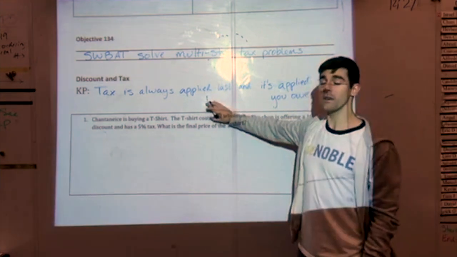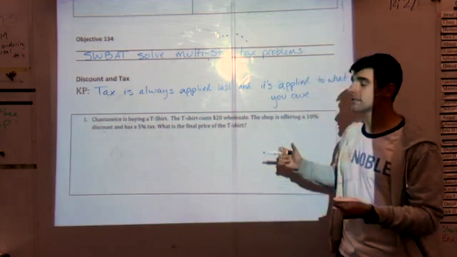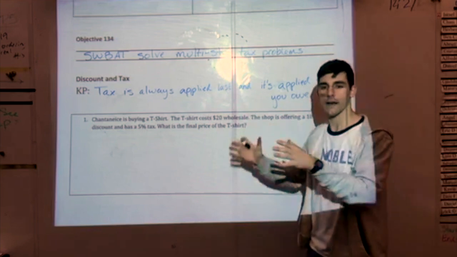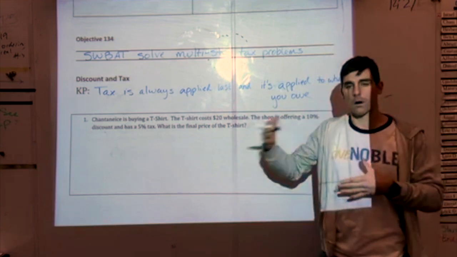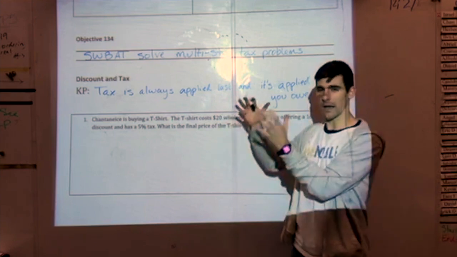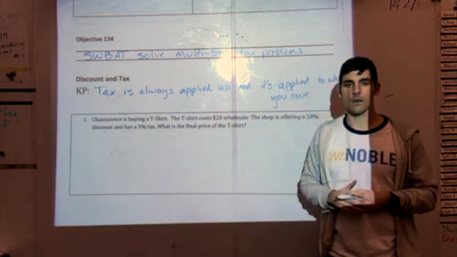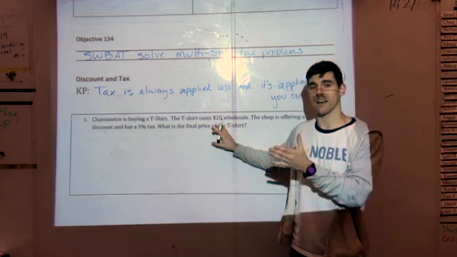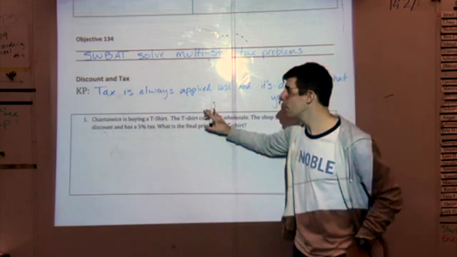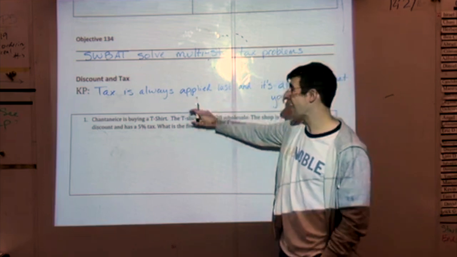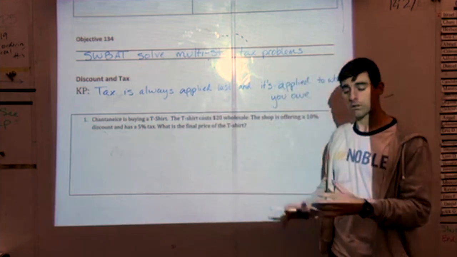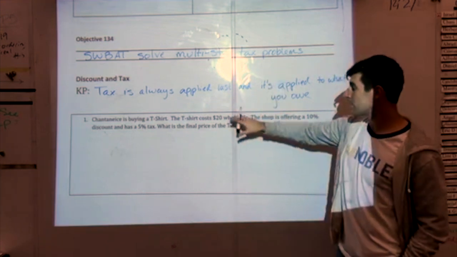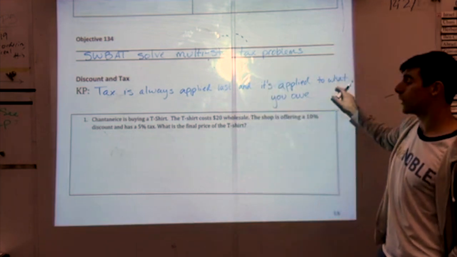The first and really the only key point, as we now are doing discount and tax problems: before, you saw discounts as an isolated skill, you saw markups or values added as an isolated skill. Now we're doing it all together because that's how the real world works. We're doing transactions that you might have at a store. So the big key point for today is tax is always applied last. Whatever that end value is, that's when your tax value is applied. It's applied last, and it's applied to what you owe.